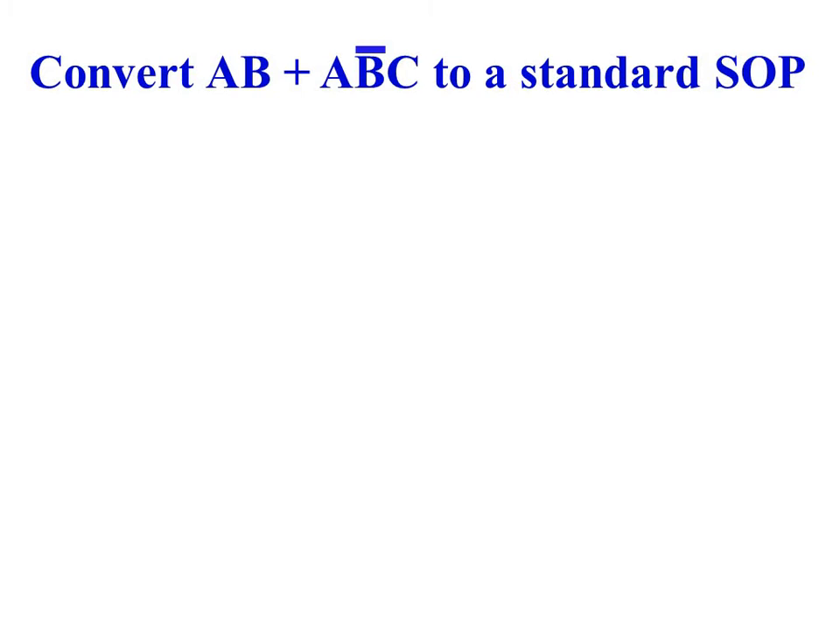In the given expression, the domain consists of three variables A, B and C. But in the first product term AB, the third variable C or its complement C bar is missing. So this is not a standard SOP. In the case of a standard SOP, every product term contains all the variables in the true form or in the complemented form. So here we have to frame an expression which contains all the three variables A, B, C, either in true form or in complemented form.